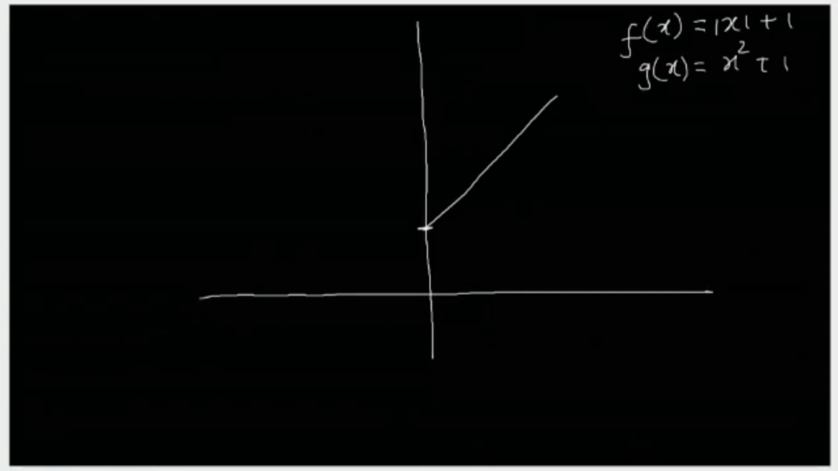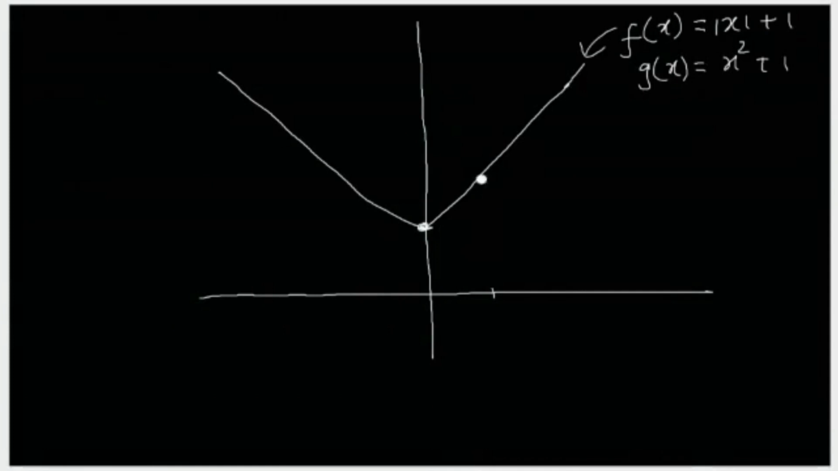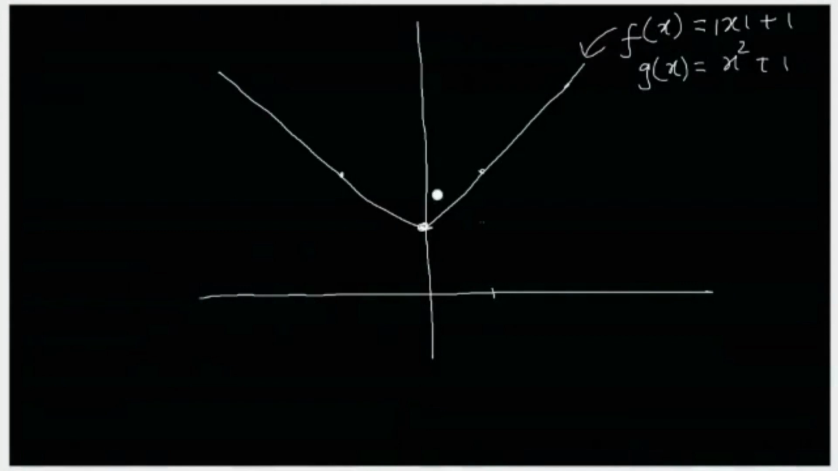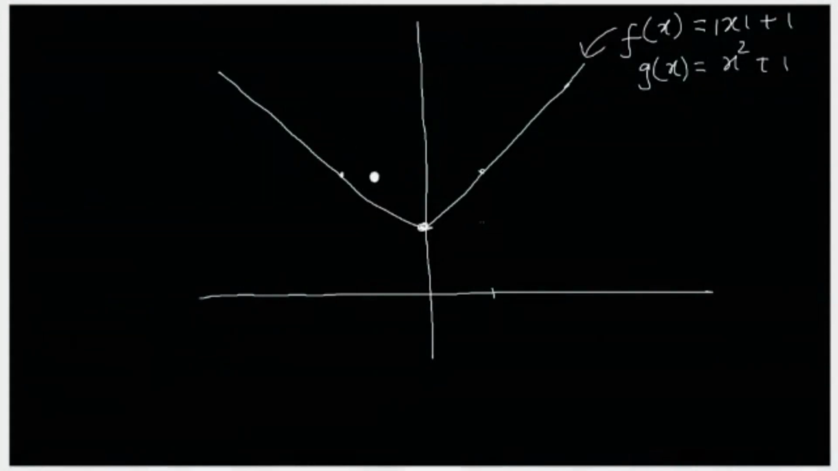You can check. At 0 it will be here. At 1 it will be 1 more than 1. That has to be here. All the points will be here. And this is a modular curve, so it will preserve the look of y equals mod x. Similarly, g of x is x squared plus 1.